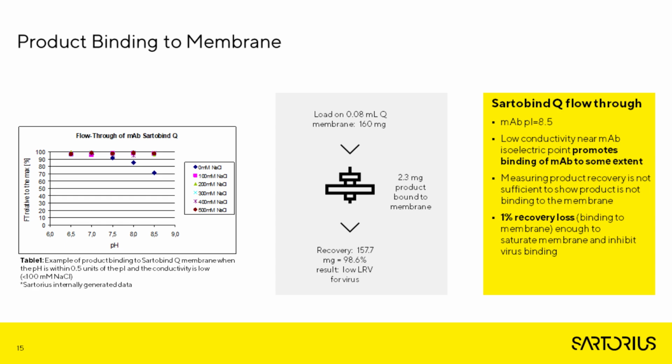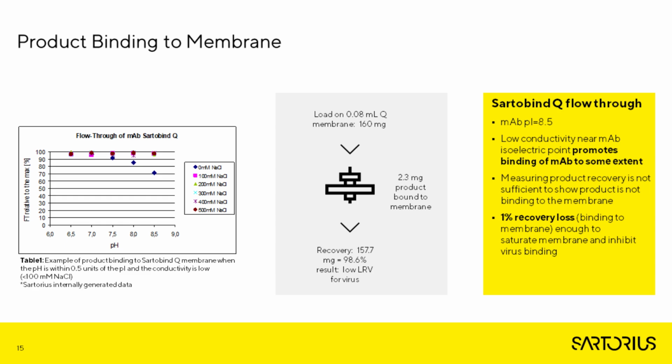So now I just wanted to quickly discuss product binding to the membrane. So when LRV values are lower than expected, product binding to the membrane is not always considered, and it should be. Small amounts of product binding can interfere with the virus binding. So for example, in the middle figure here, we see how little product is needed to fully saturate the binding sites on the membrane. So in our studies, we started with 160 milligrams of test material loaded onto the PICO.